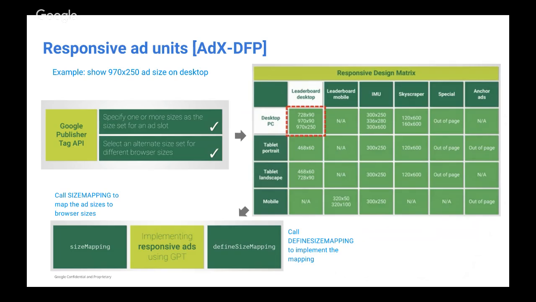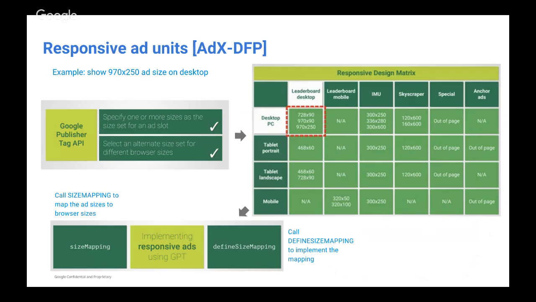So the second step should be that you just lay out your ad units and the sizes that you want to allow, and you put them into a matrix. So it's called the responsive design matrix. And you say, if I have a leaderboard on desktop, what are the sizes, for example, on desktop, that I want to include? And then that could be 720 by 90, 970 by 90, or 970 by 250. So for this example, I just highlighted that on desktop PC, I want to use these sizes.